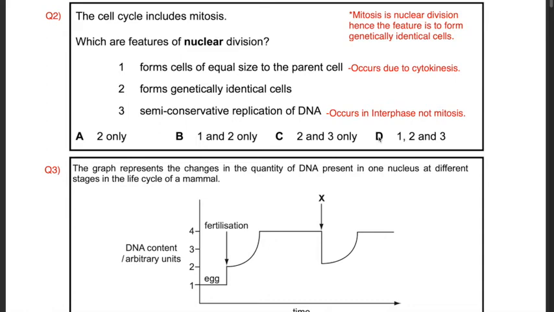Why are 1 and 3 incorrect? Well, let's look at 1. Forms cells of equal size to a parent cell. That occurs due to cytokinesis, not due to nuclear division. Therefore, 1 is incorrect. 3. Semi-conservative replication of DNA. That occurs in interphase, not mitosis. And since the question refers to nuclear division, which is mitosis, 3 is incorrect. Therefore, the best possible answer is A, 2 only.